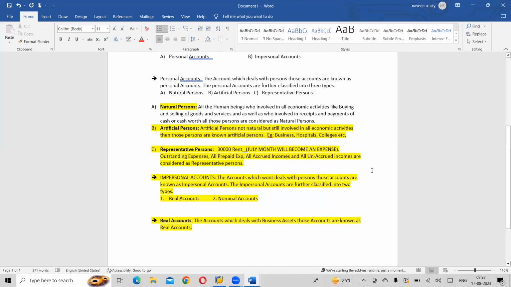Understood? See, again, I'm using not only assets, I'm using the term business assets. We won't say the account which deals with assets, no. Assets could be anyone's assets, right? Owner's assets, creditors' assets, debtors' assets, bank assets, anything. But here I'm using the term real account: the accounts which deal in business assets. Those accounts are known as real accounts. Understood? Any questions on this?